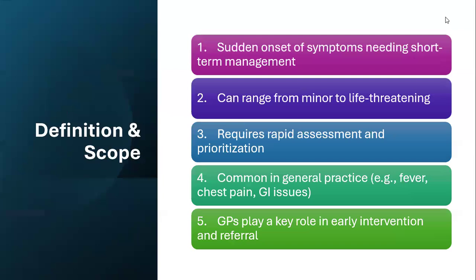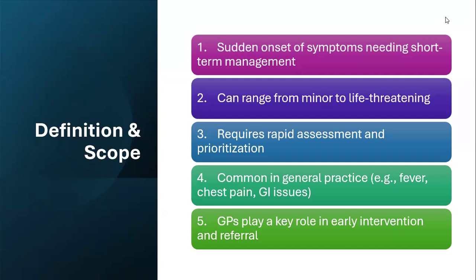So with that, let's move to acute illness management, which is one big part of this lecture. So what are acute illnesses? Acute illnesses are sudden onset symptoms needing short-term management. They can range from minor illness to life-threatening illness, as you know. Most of them require rapid assessment and prioritization, because in the waiting area, sometimes if your receptionist says that such a patient is there, you may have to prioritize that patient before seeing other patients.